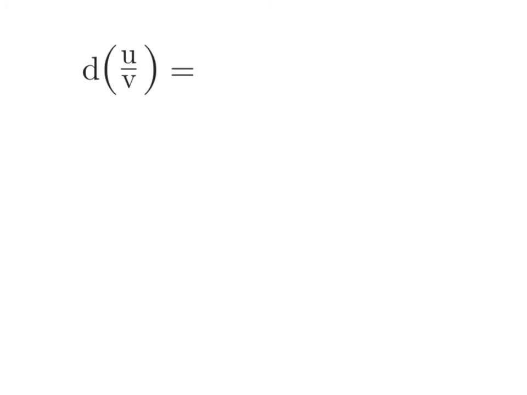And lastly, our quotient rule, low d high, so v du minus high d low, u dv, over the square of what's below, over v squared. But there are some examples on how you find the differential of a function.